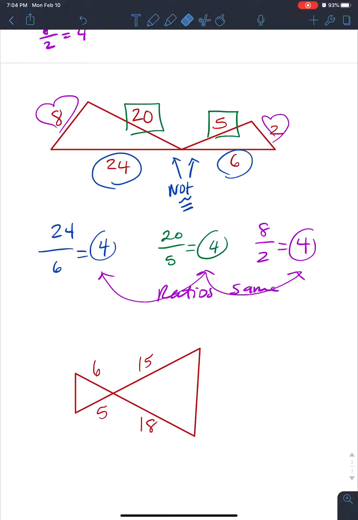what happened to my pencil? Stop writing. Oh, that's why. Similar by SSS.